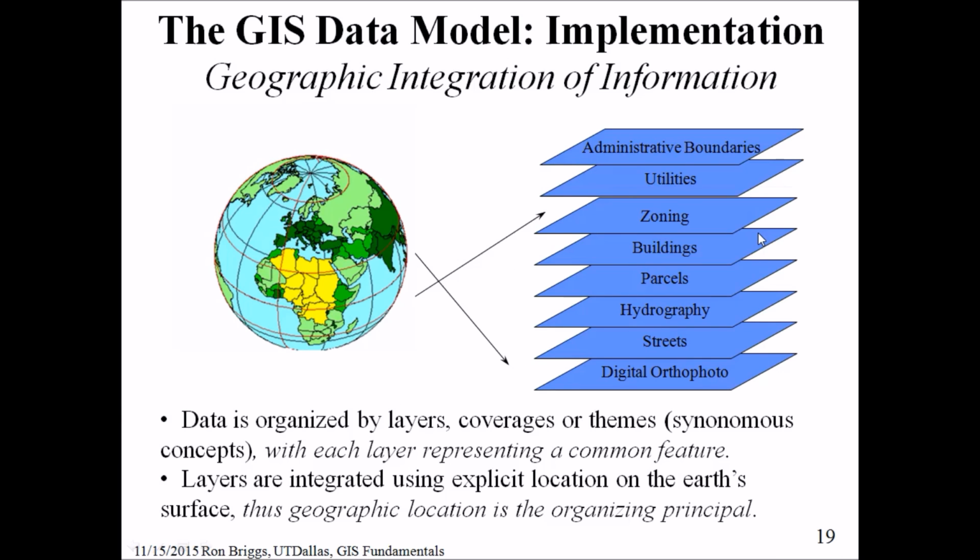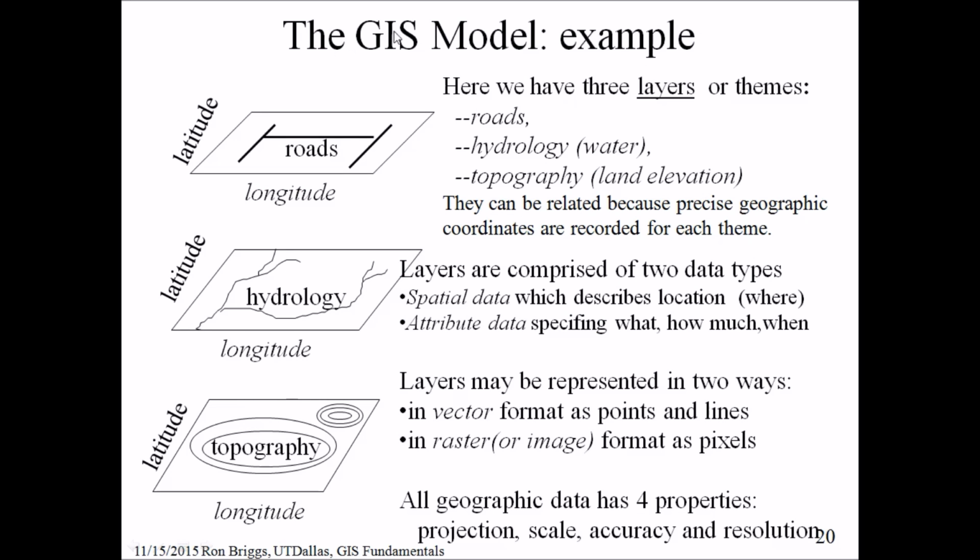So the GIS data model, the implementation is that the data is organized by layers. These are the various layers, and these are layers also. These are coverages also, or you may call it a theme. So with each layer representing a common feature, every layer may have a different theme. So layers are integrated using explicit location on the Earth's surface. Thus geographic location is the organizing principle. This is the GIS model.